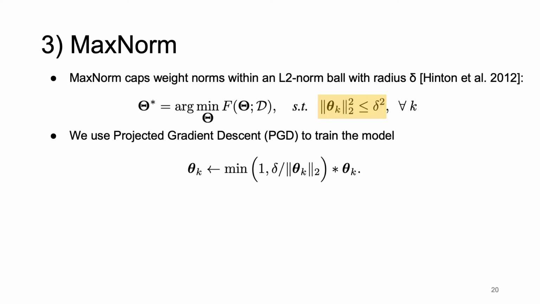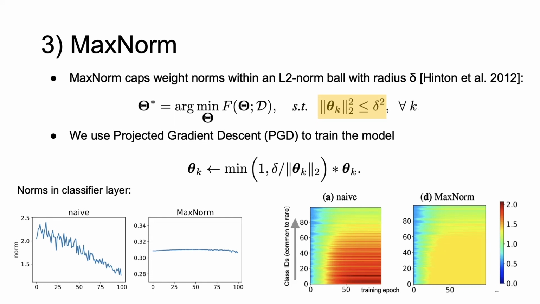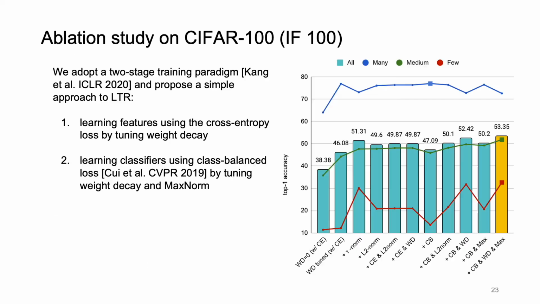And here we can see how per class weights evolve during the training, having smaller weights than the naive model. Finally, we have MaxNorm, which caps the weight norms within an L2 ball with radius delta, and to implement it we use projected gradient descent, which ensures that the norms do not exceed that threshold. Here we can see that the norms of a MaxNorm model are almost balanced, and we can see here how the norms are evolving during the training process.